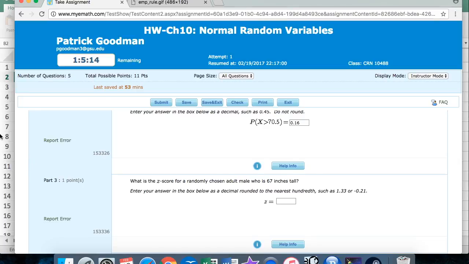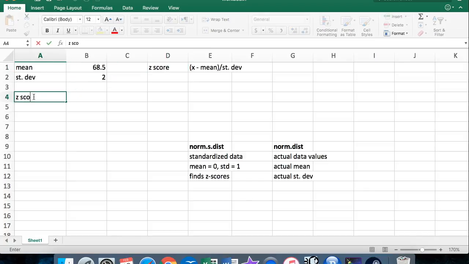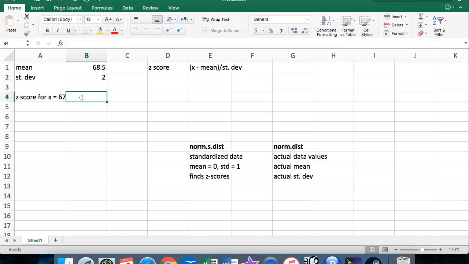So let's actually do this. So the formula for your z-score is right here. You take your data value x, in this case the 67, subtract your mean and divide by your standard deviation. So let's do that right here. So our z-score for x is equal to 67. I think it was 67. Let me double check. Yes, 67. Type in equals, now your x value, so the 67, you go in parentheses, 67 minus your mean, so click on your mean, close parentheses because you want to do the subtraction first, then divide by your standard deviation, which is 2. So this right here is your z-score.